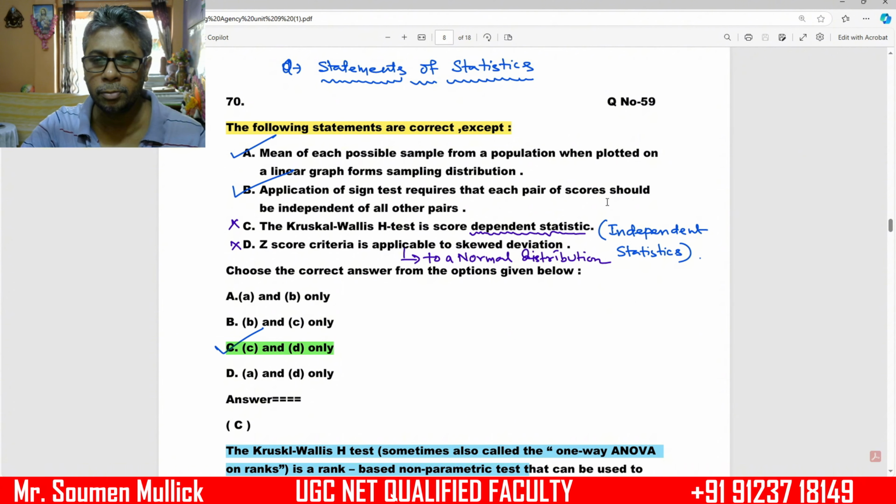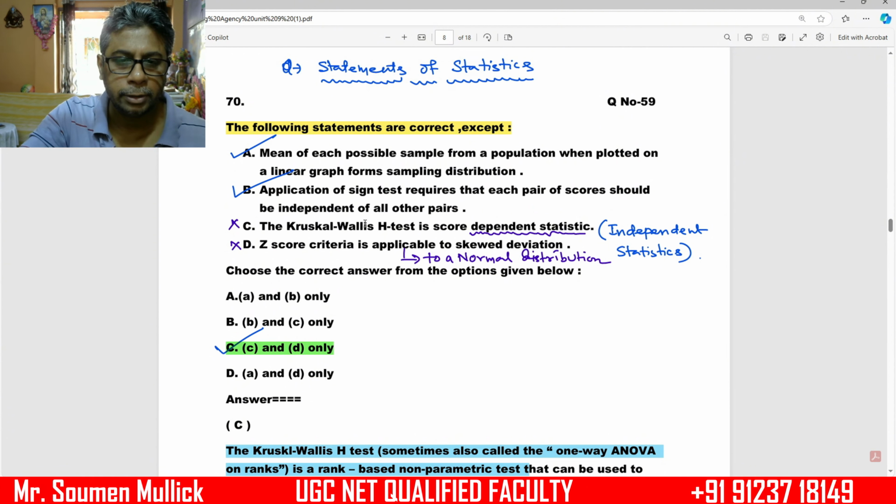But see, the Kruskal-Wallis H test is a score-dependent statistic. This is not right. It is based on independent statistics. Next, Z-score criteria is applicable to skewed distributions. Z-score criteria is applicable to a normal distribution, not a skewed distribution. So option C is right, and the statements in C and D are wrong.